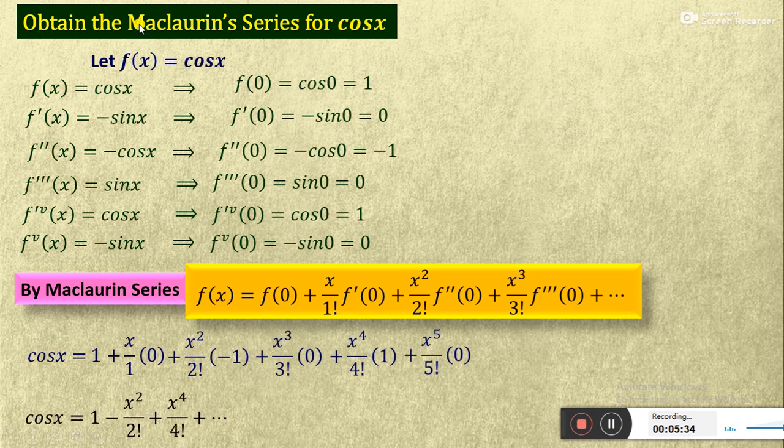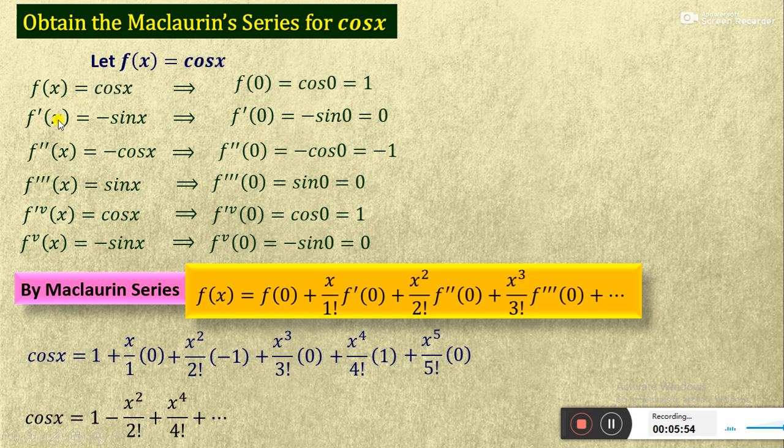So next, obtain the Maclaurin series for cos x. So now we find out the Maclaurin series for cos x. So I take cos x as the f of x. So I write, let f of x equal to cos x. So first I calculate the f of 0. So f of x equal to cos x means f of 0, I substitute x equal to 0. So cos 0 is 1.